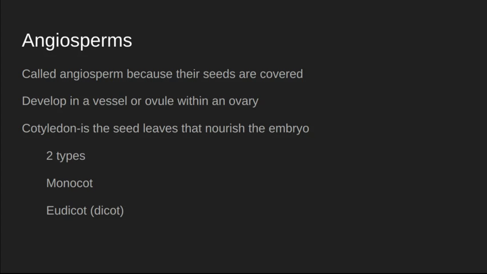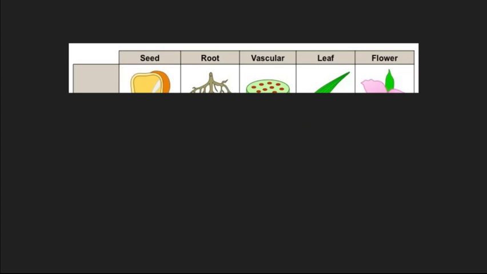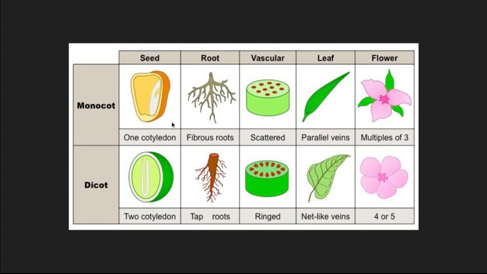There are two types, the monocot and the eudicot or the dicot. You can see the difference here. Monocots tend to have one cotyledon. You can see that right here. They just have one. They have fibrous roots. Their vascular system is scattered. They have parallel veins on their leaves, and their flowers come in multiples of 3.